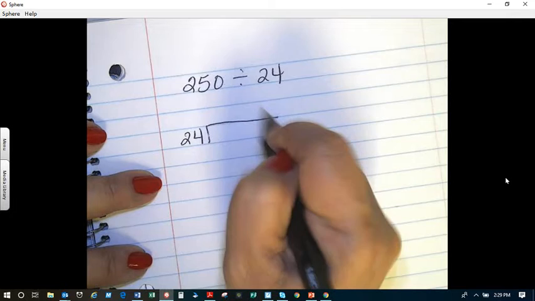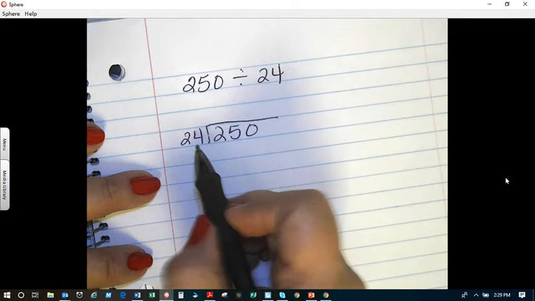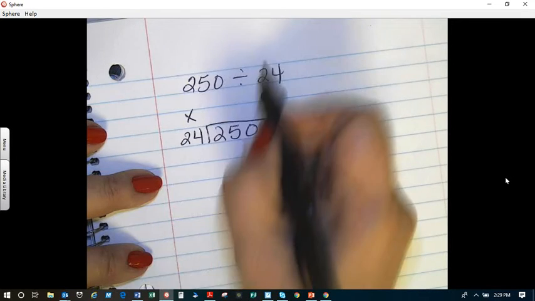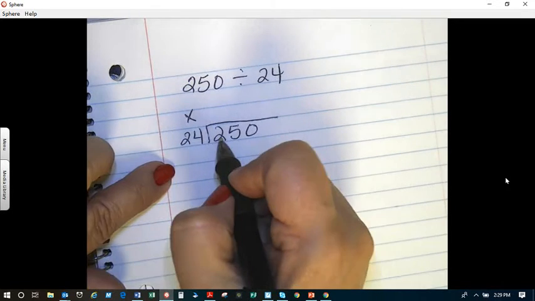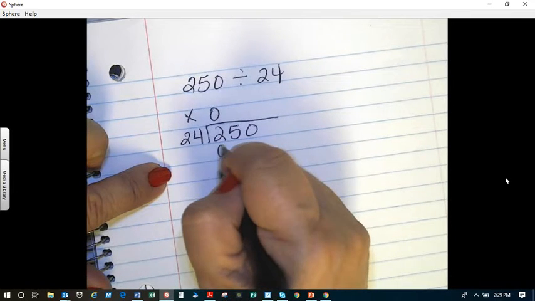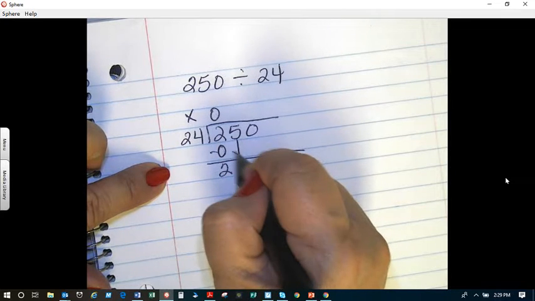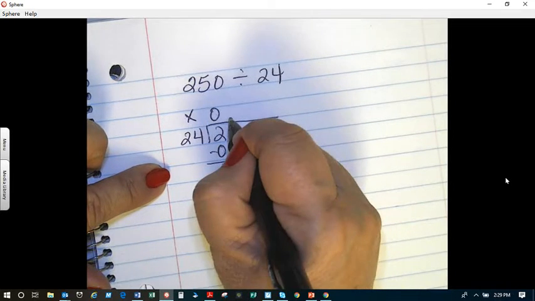I'm going to switch off. 250 is my dividend divided by 24. My multiplication, how many groups of 24 can go into 2? 0. 0 times 24 equals 0. Subtract that out. 2 minus 0 is 2. Bring down my 5.